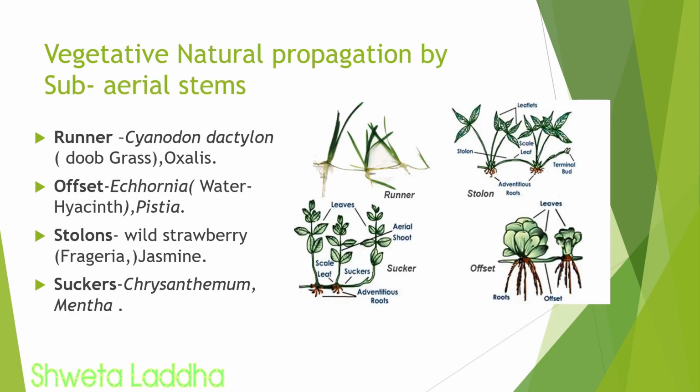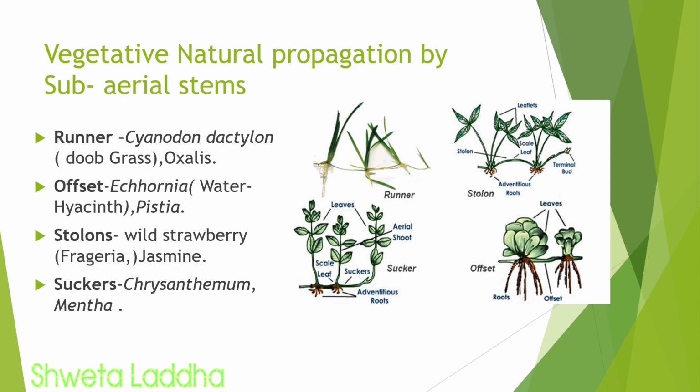The next method of natural vegetative propagation is by aerial stems. Now there are four types of aerial stems: runner, offset, stolons and suckers. I'll give you a brief revision. Runners are present in grass, that is dhoop grass or Cynodon dactylon, also called lawn grass. Here one of the stems, if you can see in the diagram, runs parallel on the ground. After a definite interval, after 2 to 3 nodes, it will again give rise to a new shoot and root system. Thus it is called a runner.